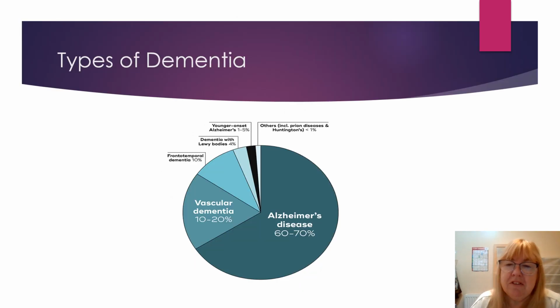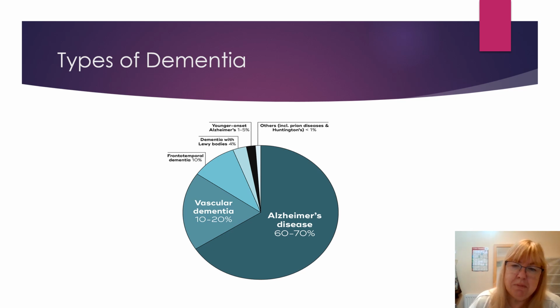Okay, so we're looking at the different types of dementia, and here's a pie chart to tell you about the different types of dementia and the percentage of people who suffer from it. And as you can see, Alzheimer's disease, you've probably heard of Alzheimer's disease, is really one of the largest causes of dementia. So it's between 60 and 70% of all dementias are diagnosed as Alzheimer's disease. So it's definitely the big one, really.